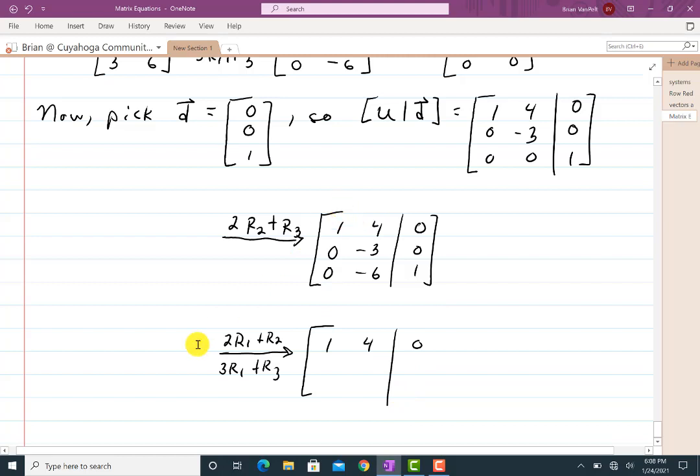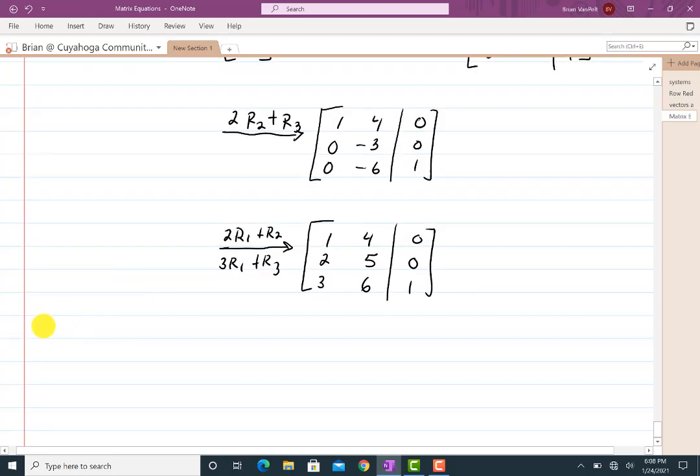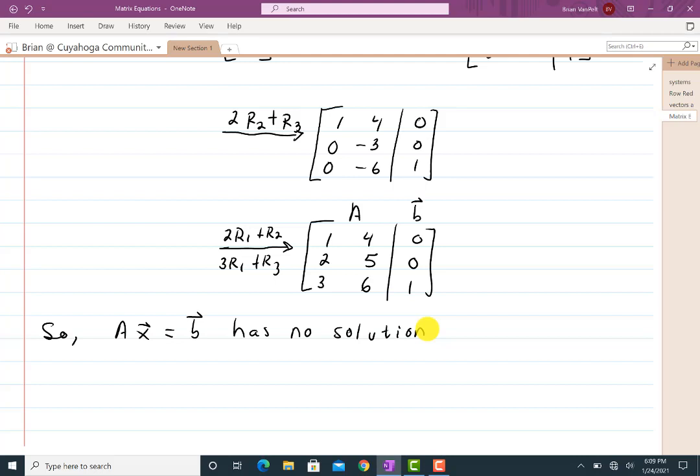So when I do that, 2R1 plus R2, I will have a 2 here and a 5 here and a 0 here. And then 3R1 plus R3, I'll have a 3 here, a 6 here, and a 1 here. So what does that mean? So this is an A, and now it's a B. So that's a starting one. So Ax equals b has no solution. That's the beautiful thing about the U, the echelon form. You can create a non-solution in the echelon form and then run the row operations in reverse to get a non-solution to the original equation.